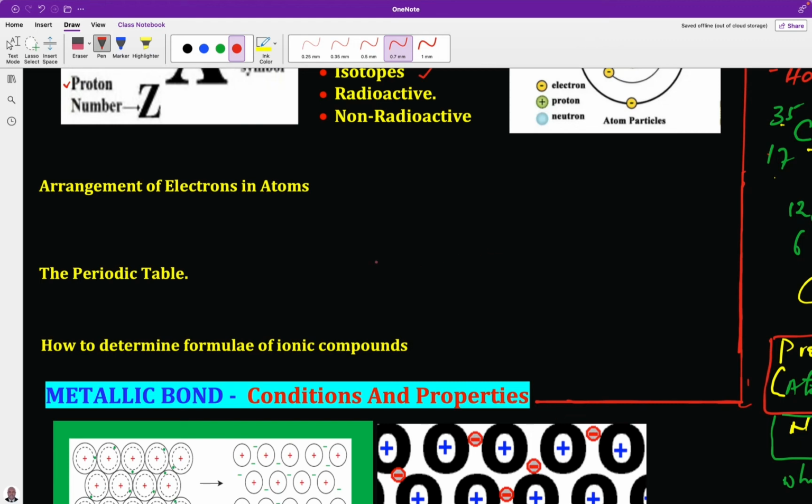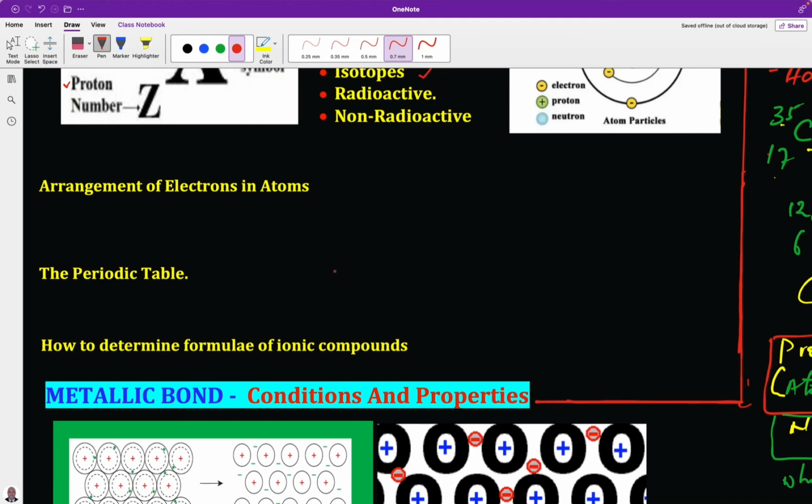From the periodic table, you will notice that elements are arranged in order of increasing proton number. As you go across the period, you are adding one proton. As you go down the group, you add 8 protons.